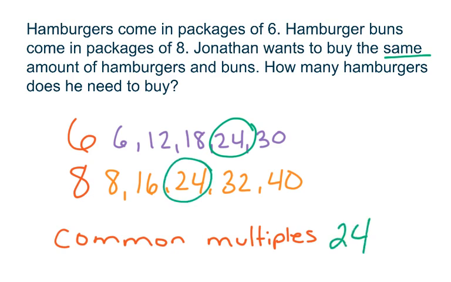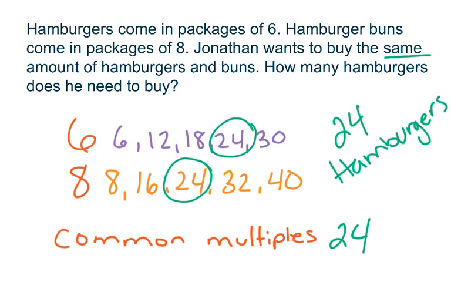So if Jonathan was going to the store and he wanted to buy the same amount of hamburgers and the same amount of hamburger buns, he would need to buy a total of 24 hamburgers and 24 hamburger buns, so that he would not have any hamburgers that did not have any buns. That would be sad if we had hamburgers without buns.